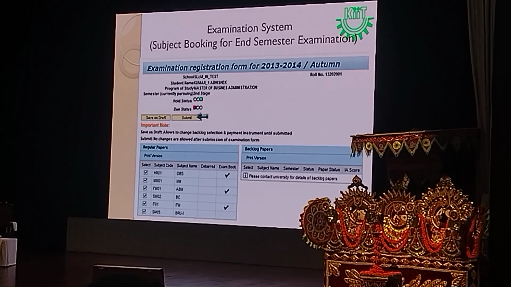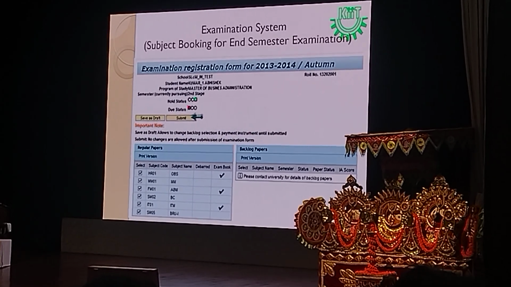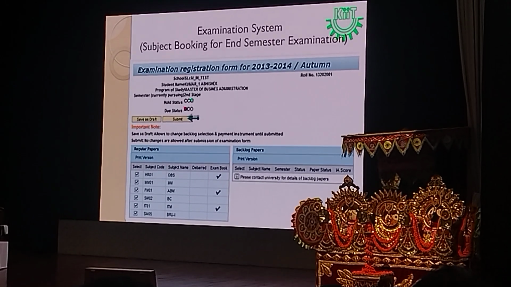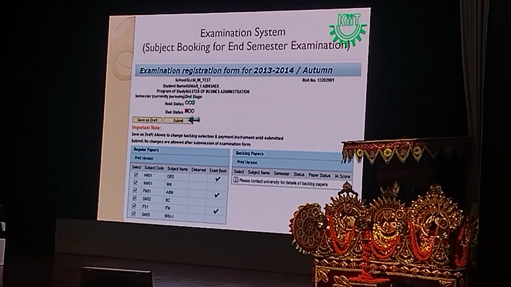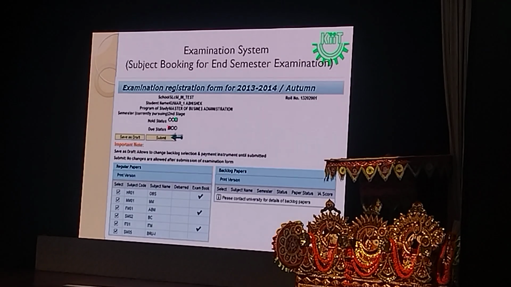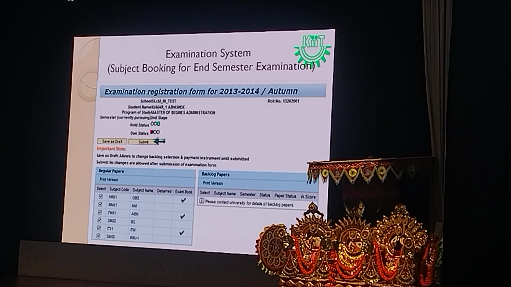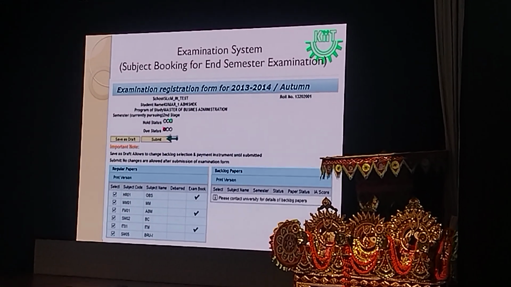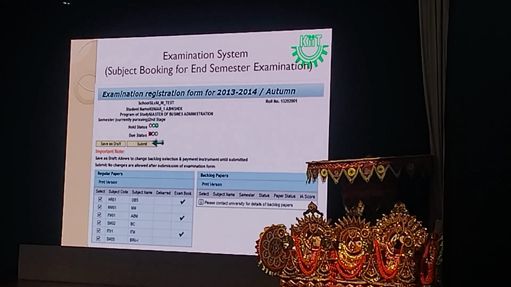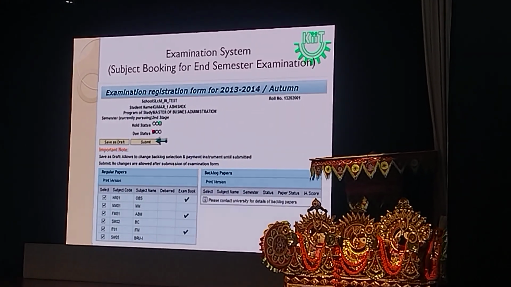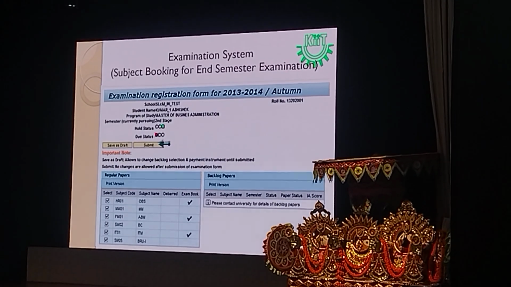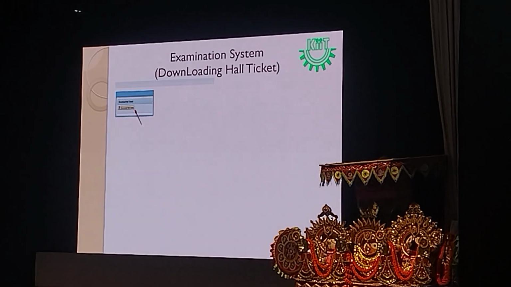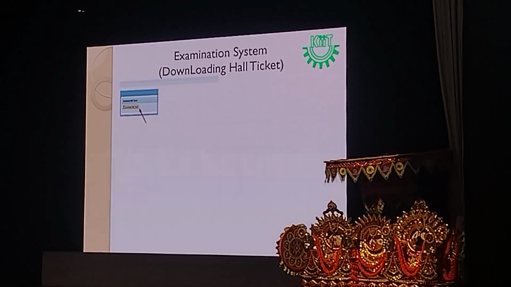On the right hand side, if you have any backlog, like if you are registering for the autumn semester, say third semester, all the third semester subjects will be on the left hand side, automatically ticked. But suppose you have a backlog of first semester, those backlog subjects will be shown here on the right hand side. It is automatic. But there you have the option. If you select it, then you can appear for it as a backlog subject.